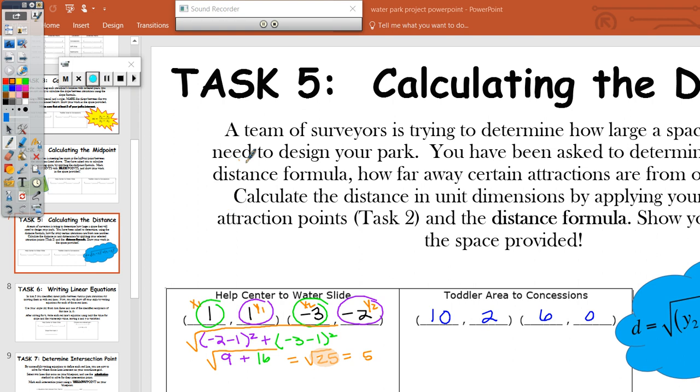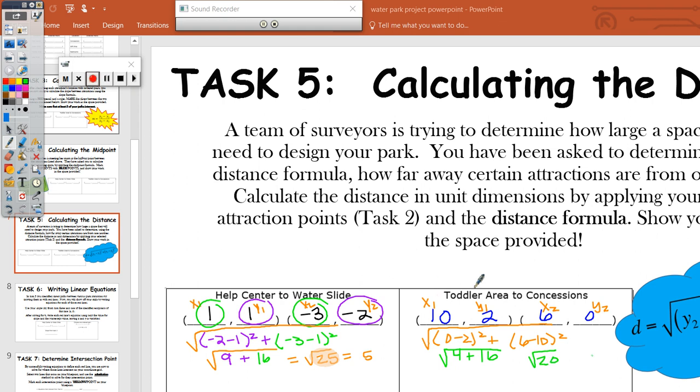Again, I'm going to do the same labeling: x1, y1, x2, y2. So I'm going to subtract my y's and I'm going to square them. So 0 minus 2 squared. Then I'm going to subtract my x's and square them. So 6 minus 10 squared. And that all goes underneath my radical. So 0 minus 2 is -2, and -2 squared is 4. 6 minus 10 is -4, and that squared is 16. 4 plus 16 we all know is 20.